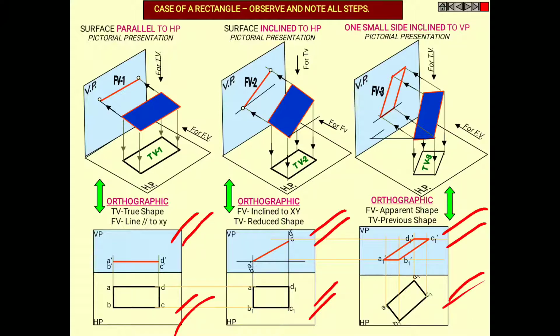So when it is inclined in the second case, while coming to the third case, one small side of the rectangle, which has two longer sides and two smaller sides, is inclined to VP. If any one of the smaller sides is inclined to VP, then that is your third case. So take a couple of minutes to observe the illustrations carefully and note the orthographic projections in your observation notes clearly in order to make them into your sheets.